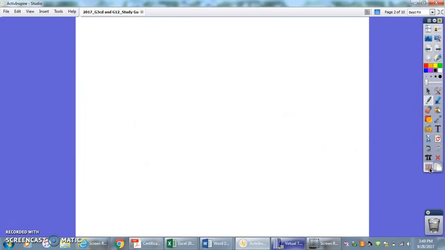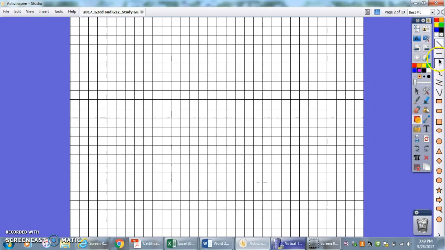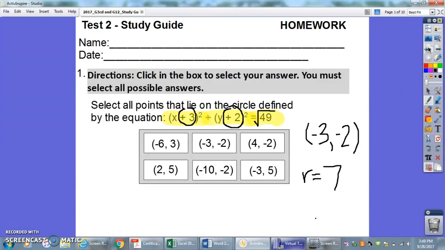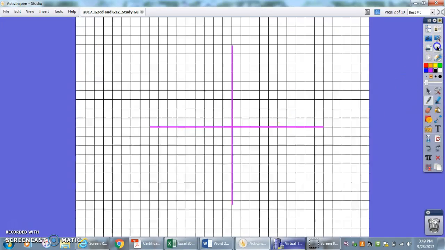So let's get a piece of graph paper. Let's draw our x and y axis real quick. Okay, so I forgot the center. It is negative 3, negative 2. So I'm going to graph negative 3, negative 2. There's the center. Let's make it prettier.